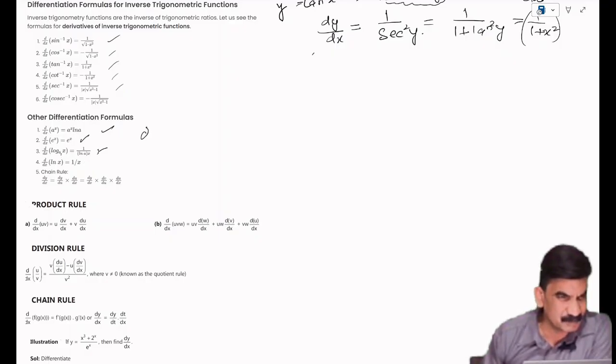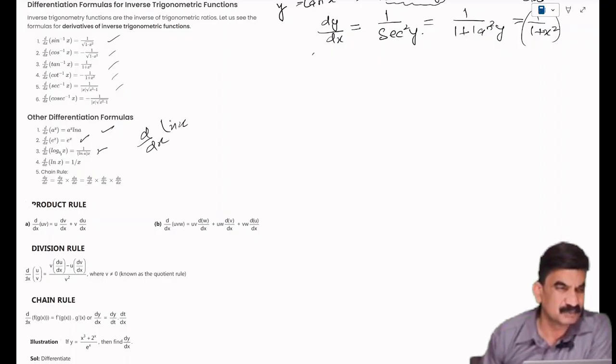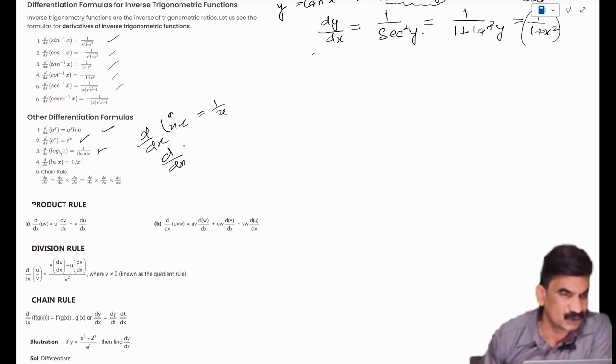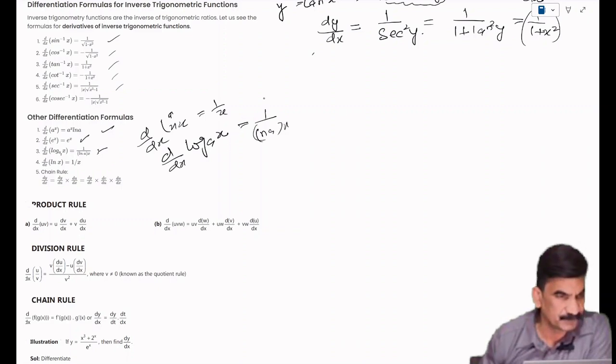So just remember d by dx of ln x. I interchangeably write ln as log, and everyone understands it unless it is specified. It is 1 by x. But d by dx of log base a of x is 1 by (natural logarithm of a) into x, and these two are different.